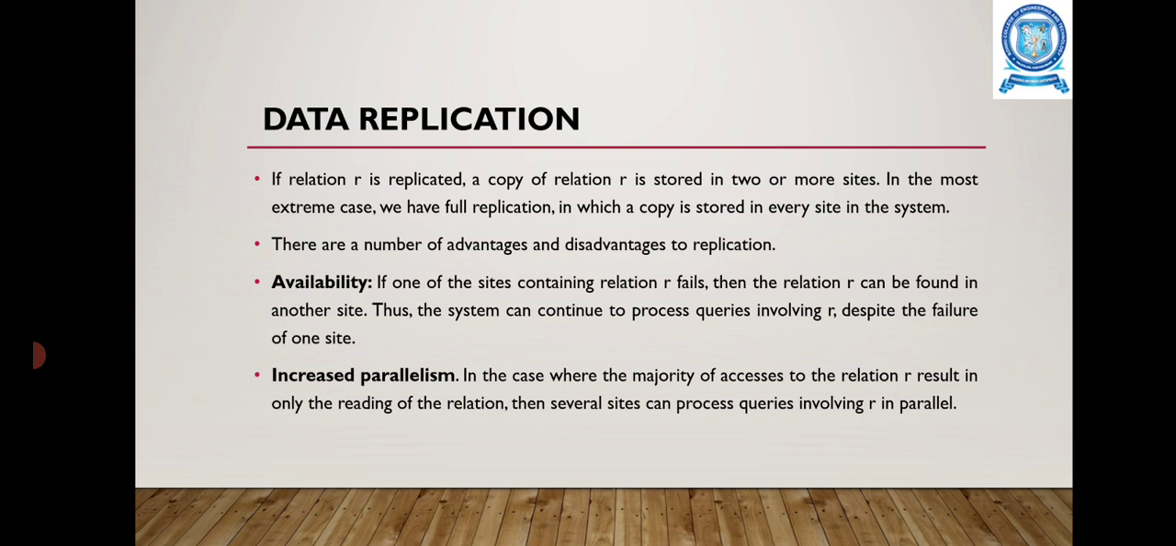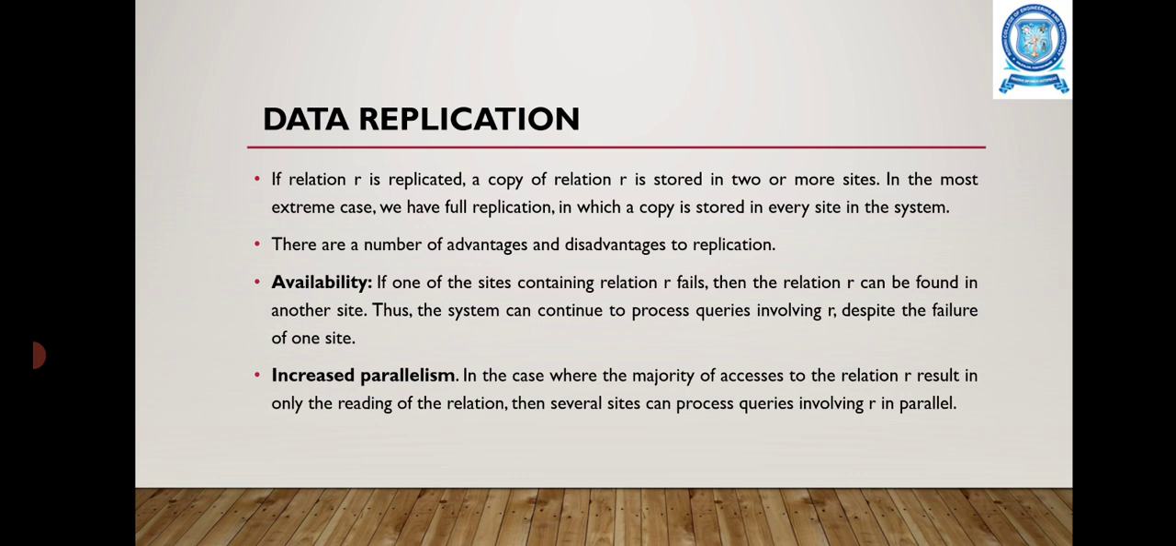First one is availability. If one of the sites containing relation R fails, then the relation R can be found in another site. Thus, the system can continue to process queries involving R despite the failure of one site.